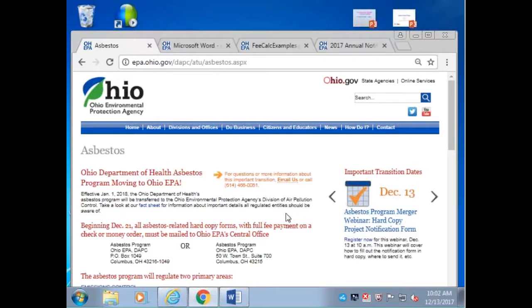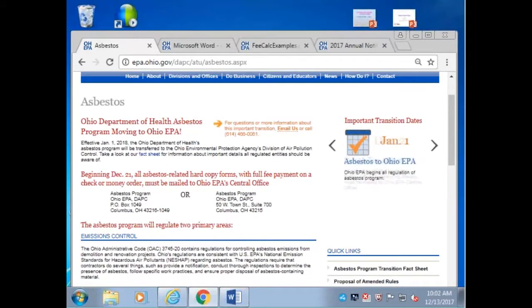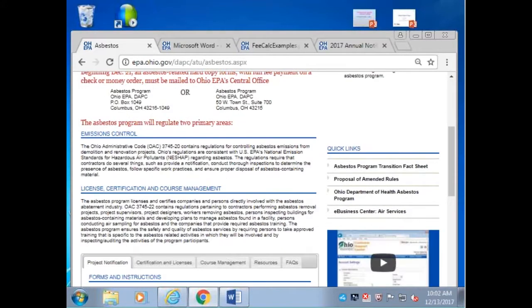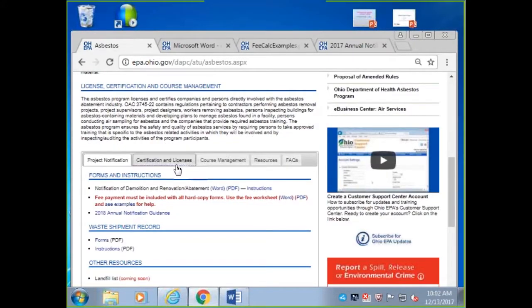To start out with, though, I know they wanted to touch base about the website. The Ohio EPA website was updated yesterday. You can go there to get the latest and greatest information. Under the project notifications tab here are the new forms, the new notification form. It is in either an interactive Word version or a PDF. There are instructions. There are also some blank fee payment calculator forms and some examples. And then also the 2018 annual notification guidance.